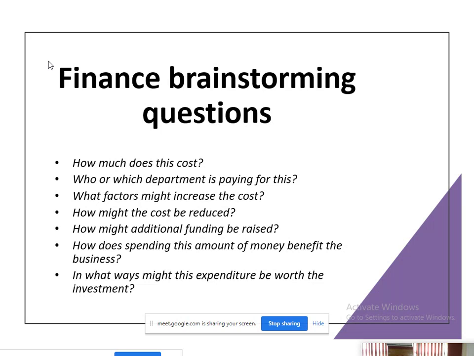Third point is, what factors might increase the cost? There might be some factors which may increase the cost of the product in the middle, and which may lead to the failure of the product. So we must be concerned about this factor also, that the product must not increase the cost. Fourth point is, how might the cost be reduced? Now see, if suddenly the product increases the cost, then we have to have a plan B so that the product cost gets reduced also.